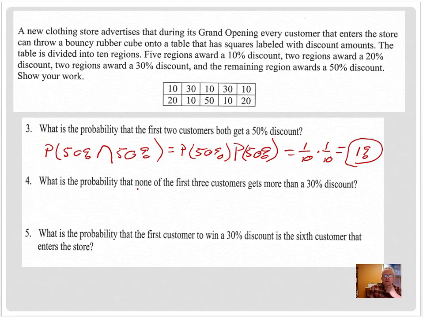What's the probability that none of the first 3 customers gets more than a 30% discount? All right, well, this means that, well, let me see. None of the first 3 customers gets more than 30%. That means none of the first 3 customers get the 50%. So probability the first one is not 50%, the second one doesn't get 50%, and the third one doesn't get 50%.